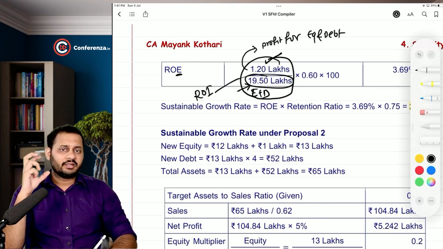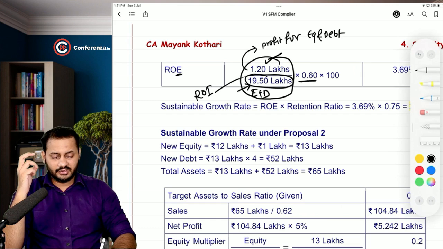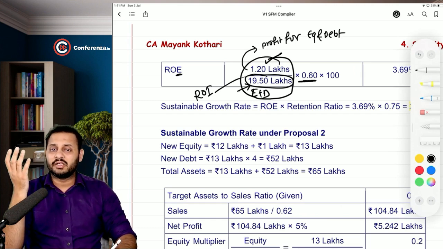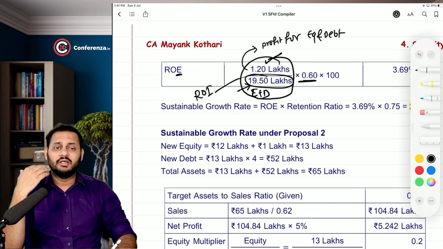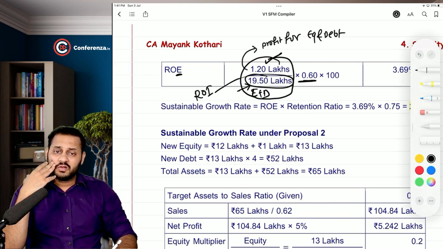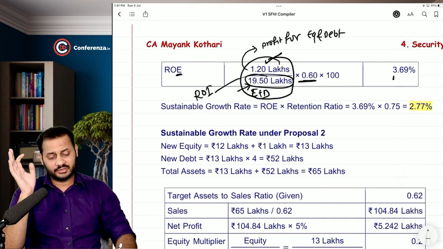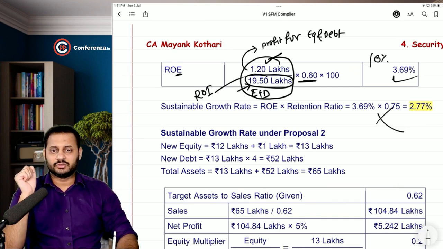And from that entire investment, which is for equity and debt both, they have separated the equity part by multiplying it with 0.60, that is the equity multiplier. No logic for that. What I can say is the logic doesn't hold true. And then they arrived at 3.69 as the return on equity, where my answer was 10%. So this entire answer goes wrong.